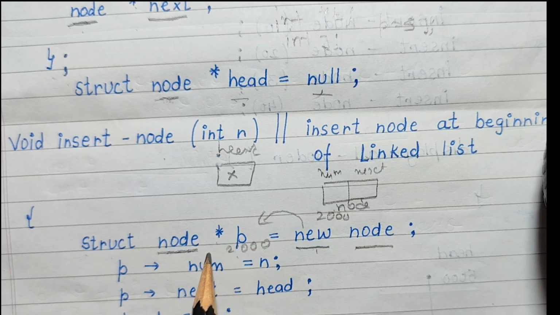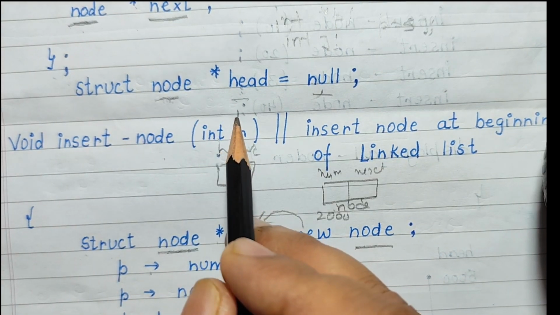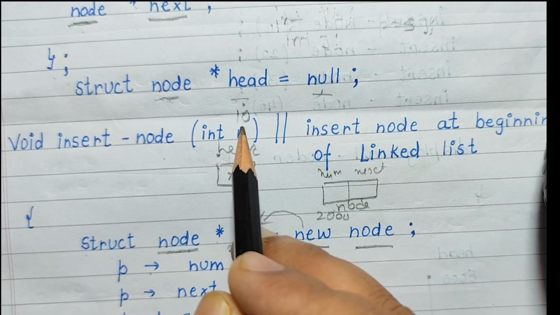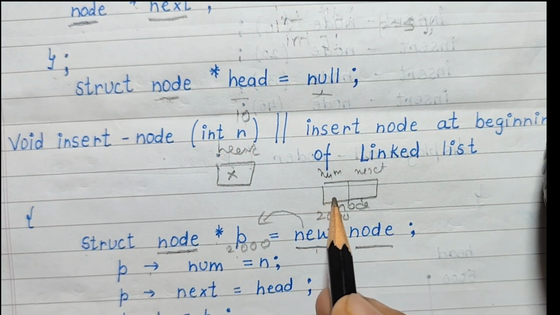I hope all of you are clear. In the p pointer we store the address of the node, that's why p is of node type. Now with a pointer we always use the arrow operator. So p->num = n. Whatever value you are passing, suppose you pass n as 10, then p->num becomes 10.